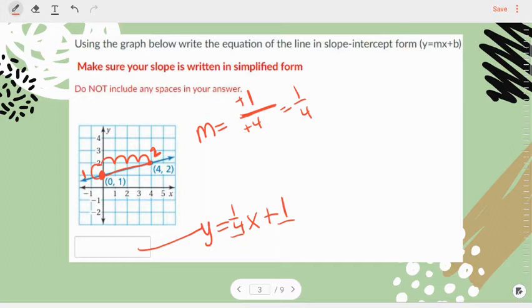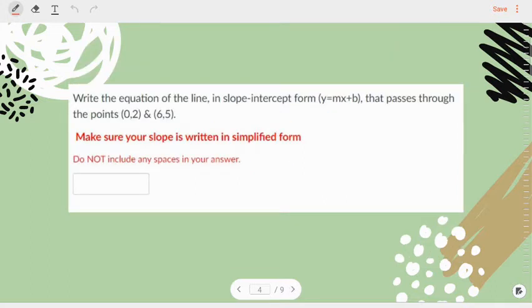And that is my answer. Okay, now that was graphs. Now, if I have 2 points, my process is going to be a little bit different because I don't have that visual picture to count spaces, and I don't have that visual picture to find where that y-intercept is. But I still can find them from this information.